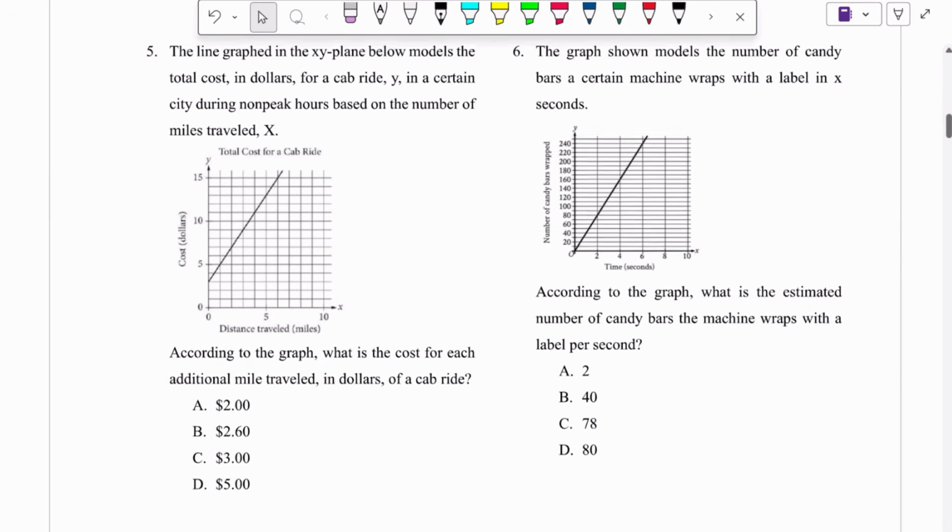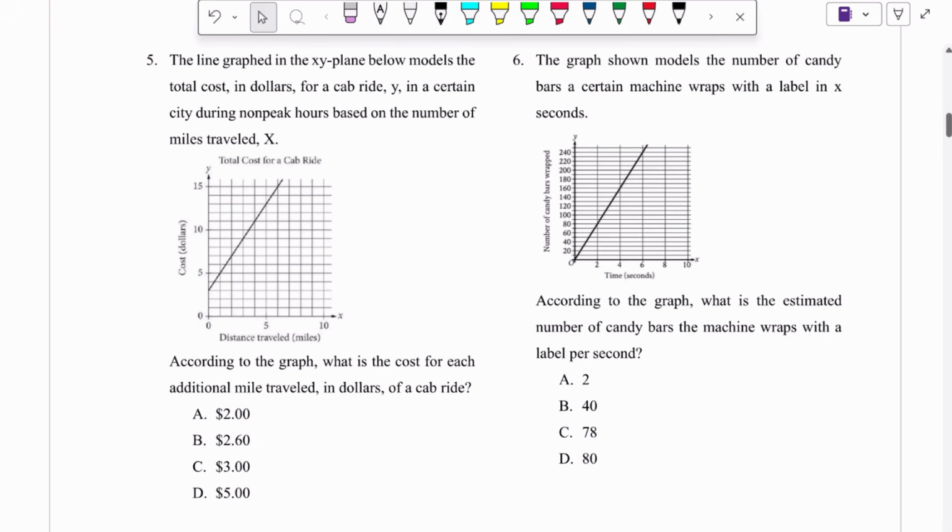Number 5 right here. This is a graph of the XY plane. Going through it, it represents miles traveled, and then we have cost in dollars over here. According to the graph, what is the cost for each additional mile? All right, so if you take a look just to enter the cab costs $3. At 0 miles, you're paying $3. Well, there's a 3 down here, but that's there to mislead you. They want to know how much it is going up per mile.